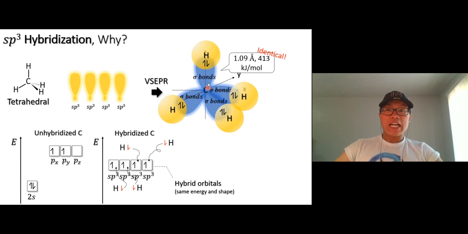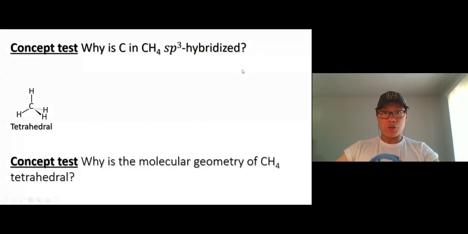And guess what? All CH bonds are identical. 109.5 degrees, better than 90 degrees for the square planar, right? The angle is 109.5 and they are identical. Same bond energy, same bond length. And here's how we use hybridization to explain how atoms form bonds in molecules.